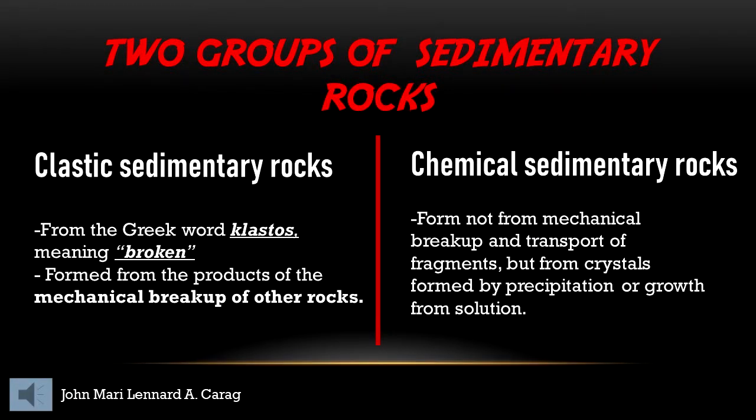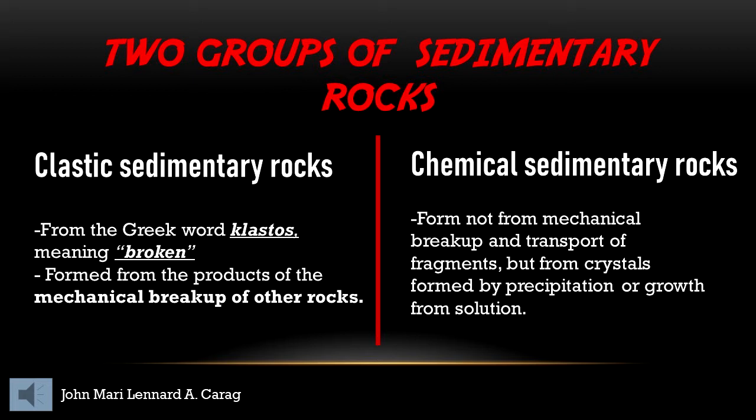There are two groups of sedimentary rocks, which are clastic sedimentary rocks and chemical sedimentary rocks. So first one is the clastic sedimentary rocks. It comes from the Greek word klastos, meaning broken. These types of rocks were formed from the products of the mechanical breakup of other rocks. On the other hand, chemical sedimentary rocks are from crystals formed by precipitation or growth from solution.